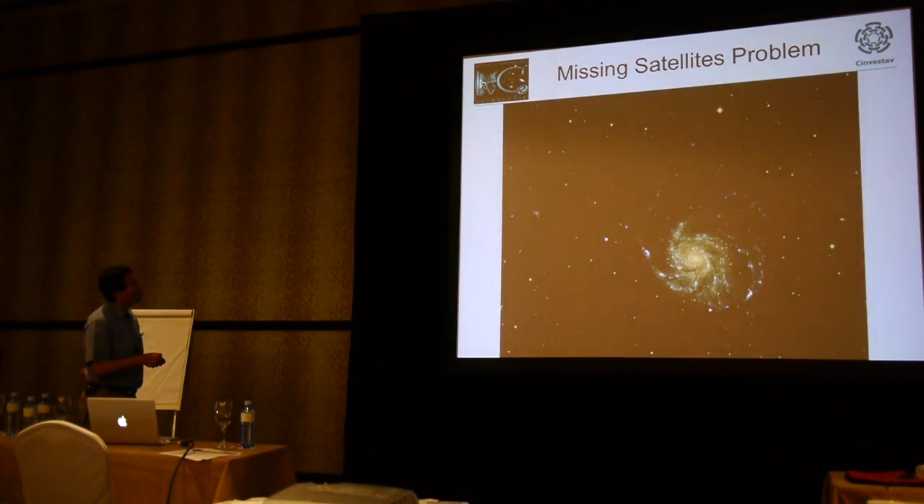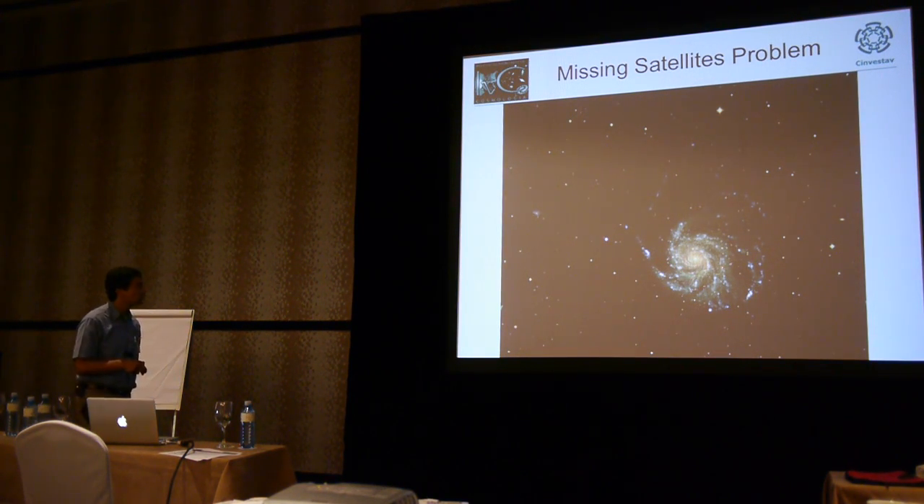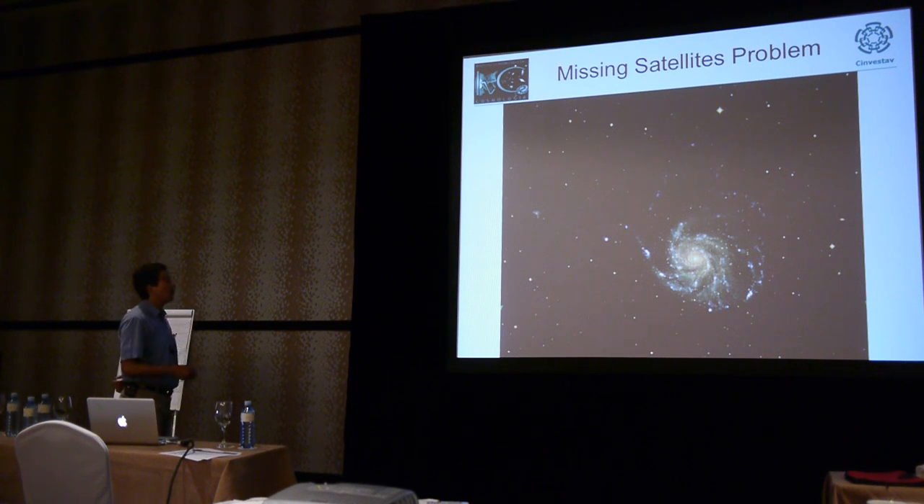Well, another problem is the missing satellite problem. You know, around big galaxies like ours, there are a lot of small galaxies, LSB galaxies, and dwarf galaxies, and so on.